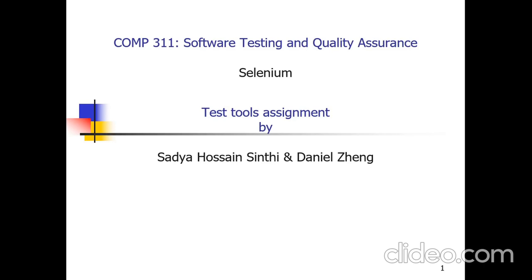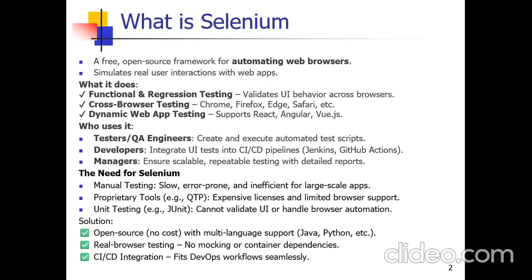Welcome to our presentation. Today I will be introducing you to Selenium, a powerful, free and open source framework used to automate web browsers. So let's get started. Selenium simulates real user interactions with web applications, making it ideal for both functional and regression testing, especially in modern dynamic apps built with frameworks like React, Angular, or Vue.js.